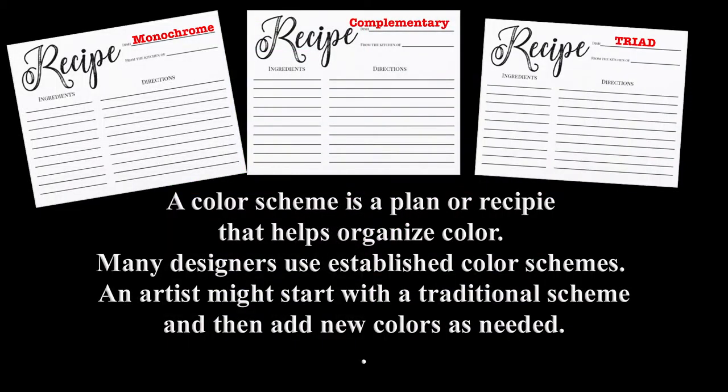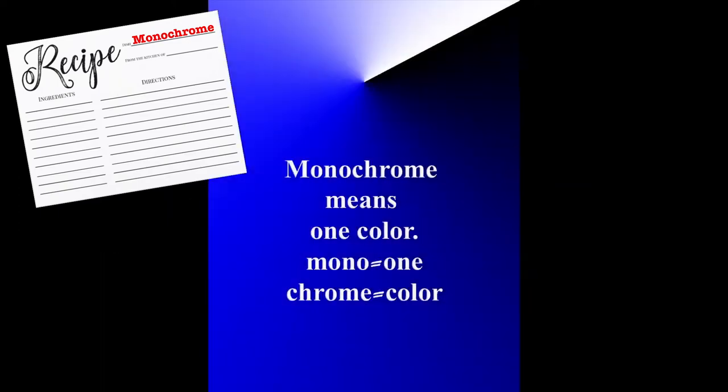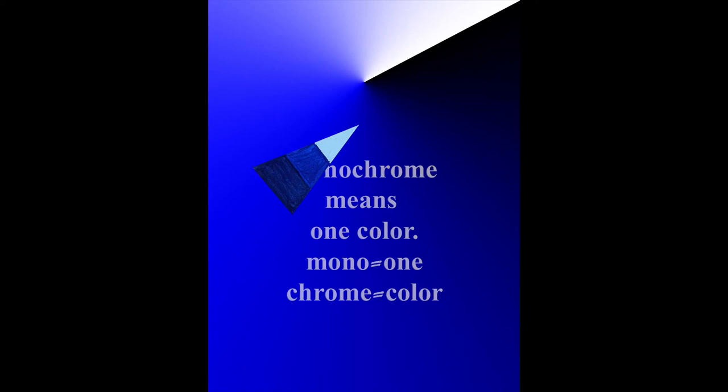A color scheme is a plan or recipe that helps organize color. Many designers use established color schemes, while an artist might modify the color scheme as needed. The simplest color scheme is monochrome. Monochrome means one color. To paint with monochrome, only use one wedge of the color wheel.